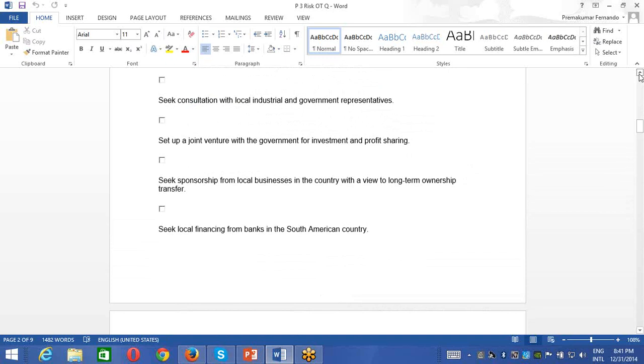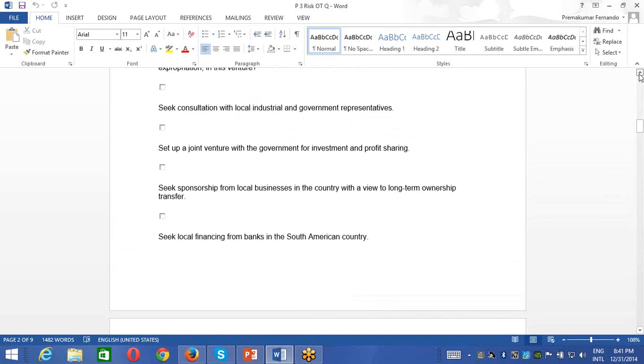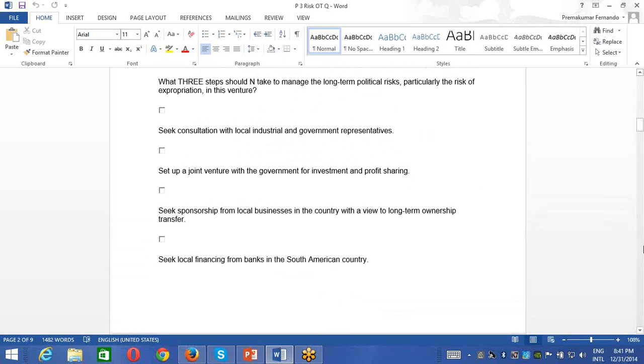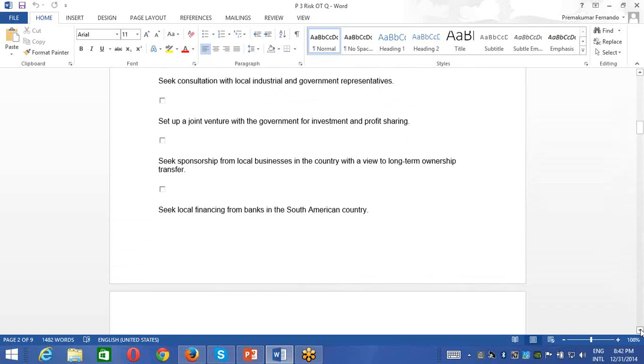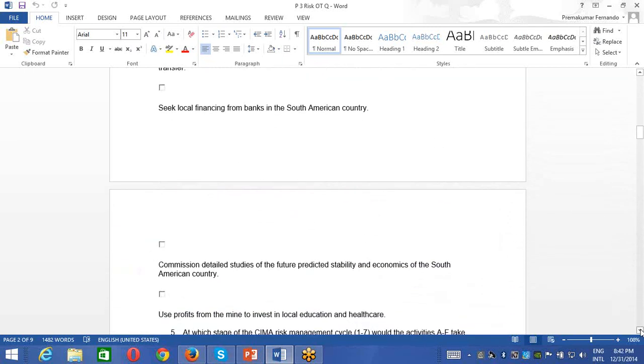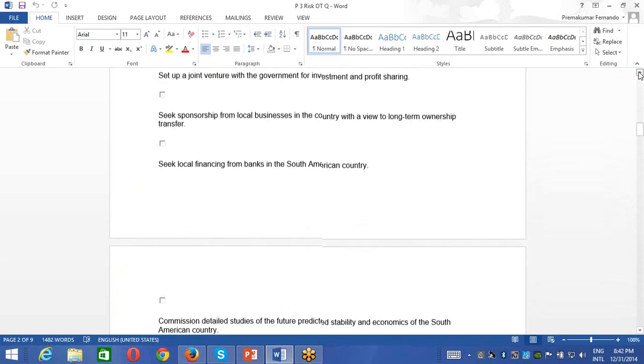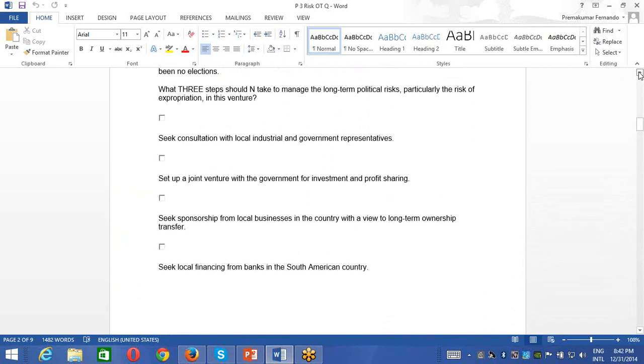I thought it would be CSR, like using profits from the mine to invest in local education and healthcare. I think that could be investing back in their community. But is there anything like that in the answer? No? Use profits to invest. Yes, now you're right. Using profit is basically a post-event action. Before going for investment, you are trying to see what things you want to look at. But what you said is correct. It's a way of managing the risk once you go and do it.